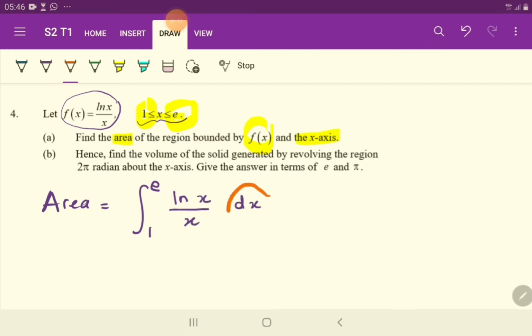Okay, so here we are integrating with respect to x because we want to find the region that is bounded by the curve and the x-axis, and the limit is also given in terms of x, so it is very suitable to find the area with respect to x. Okay, so that is the first step.